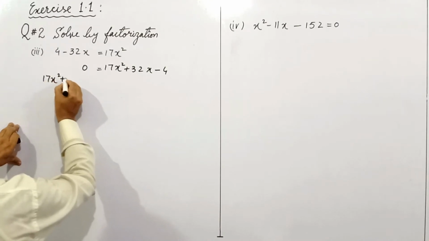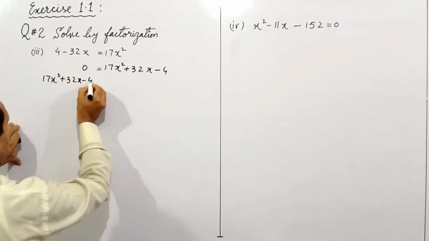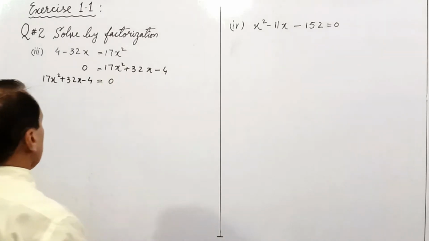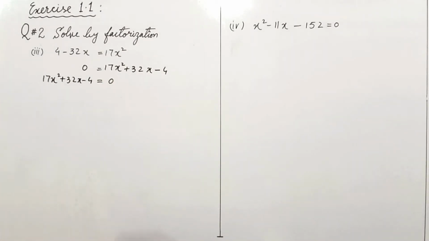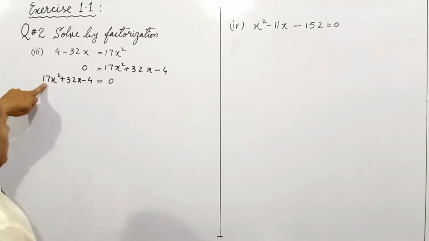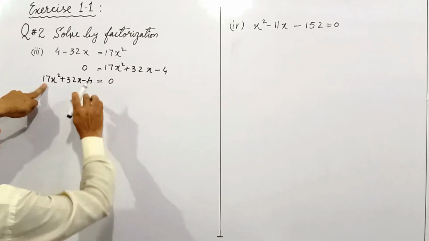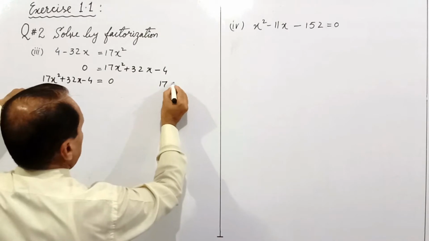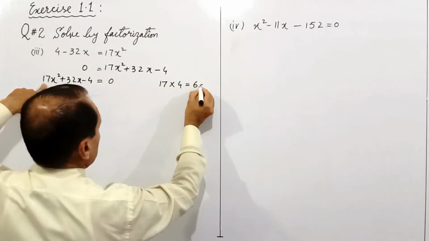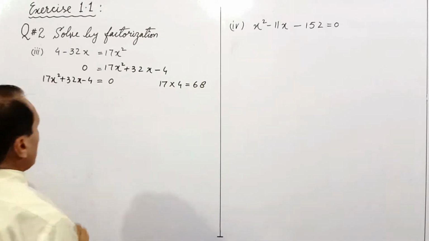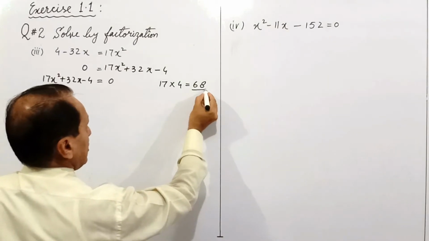17x² + 32x − 4, only the symmetry is changed, but now that is in the standard form of a quadratic equation. Now we apply the method of middle-term breaking, for which we first find the product of the leading coefficient and the constant term, and that is 17 × 4 = 68. We have to find out the factors of 68.